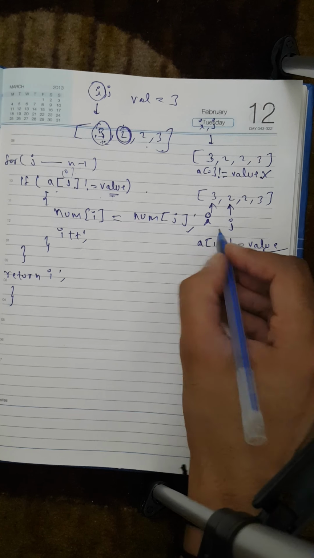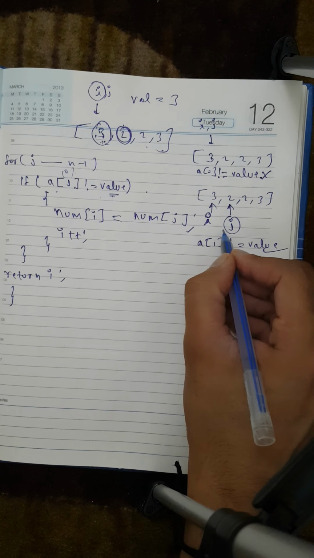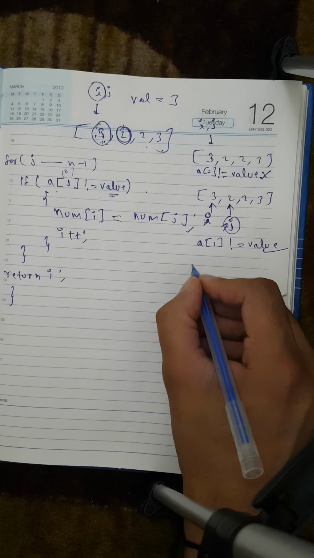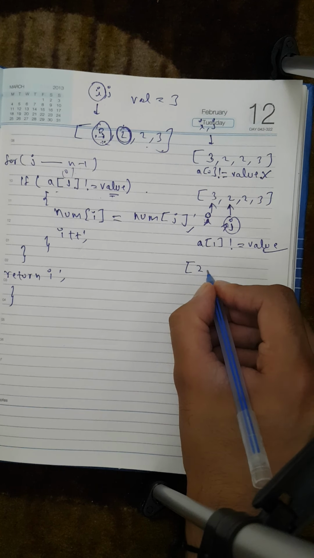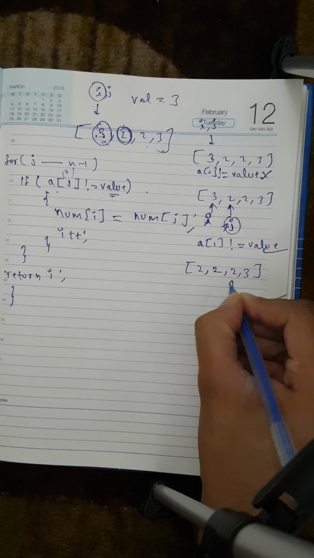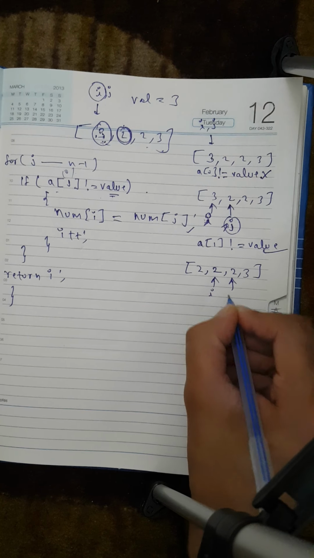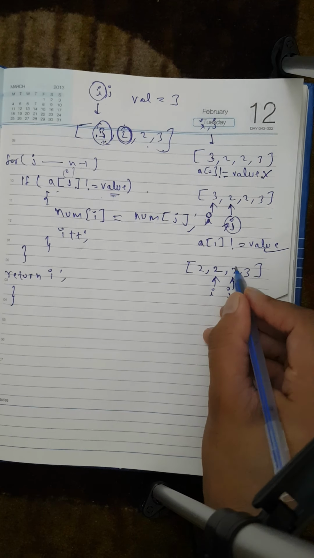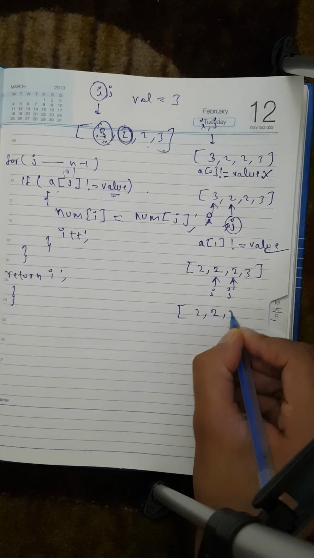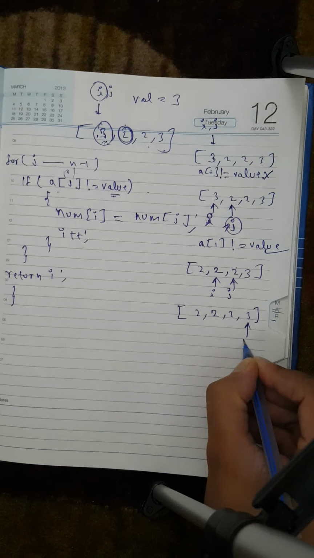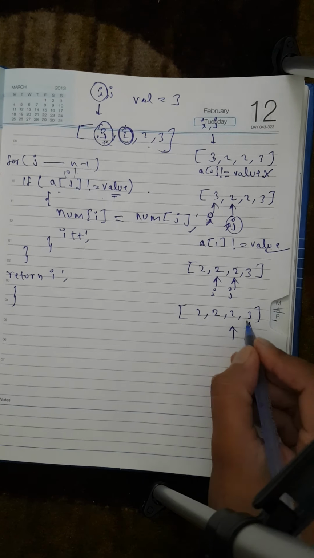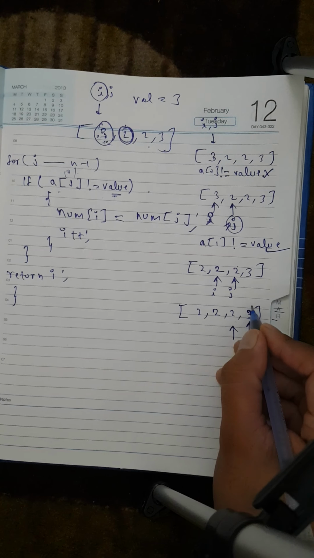Now we will again check if the array at this position is not equal to value, which is true. So what we will do is insert the element present at j into the array at index i. So now the array will become 2 comma 2 comma 2 comma 3. j will increment and i will also increment. Now since 2 is again not equal to the value, we will copy the value again, 2 comma 2 comma 2 comma 3.